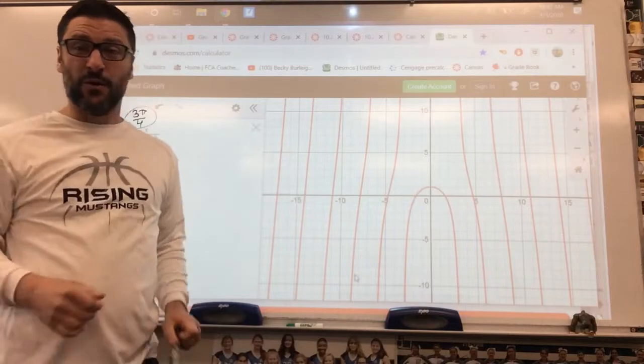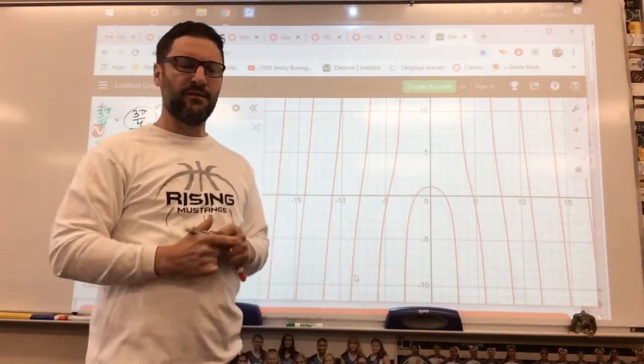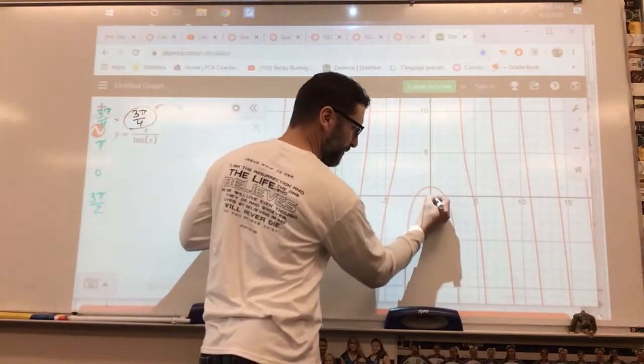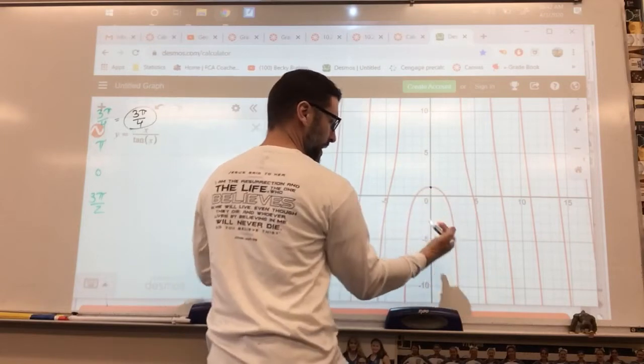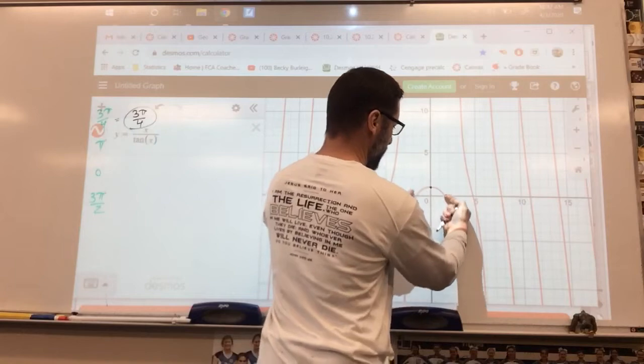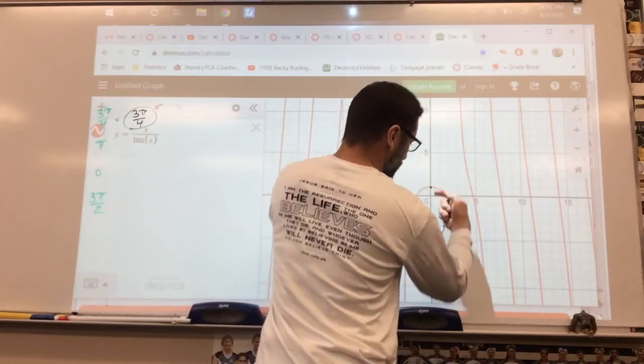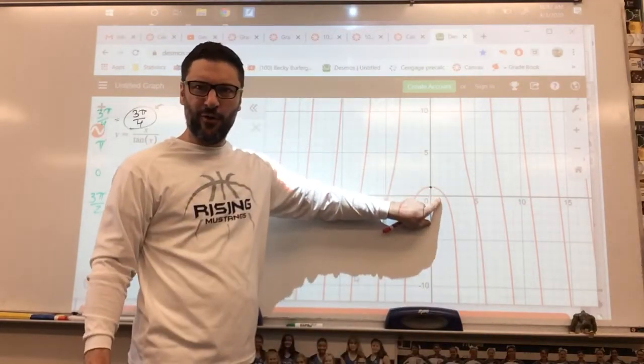Now the limit at 0. Now the limit at 0 we found to be undefined. But I go to my graph. At 0, I go up to my graph, and I notice these two ends of the graph are coming together. There must be a hole at 0.